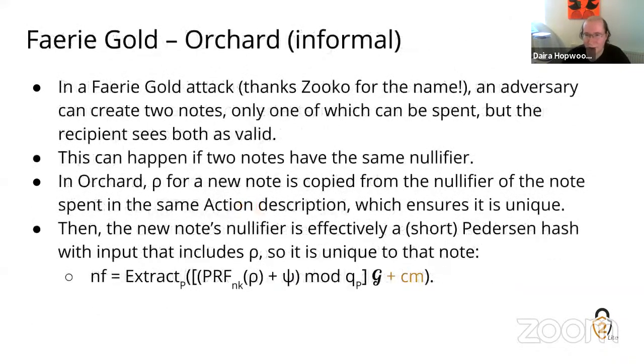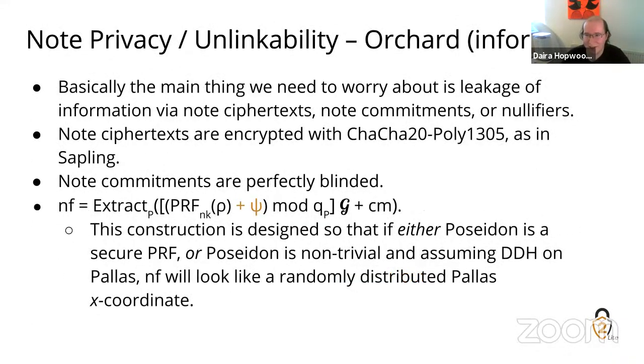And now let's do privacy. So the places where we can leak information are note ciphertexts, note commitments, and nullifiers. Note ciphertexts, as we said before, are done in exactly the same way as in Sapling. And ChaCha20 is a well-respected stream cipher. Poly1305 is a message authentication code. Those are all very widely used. They're used in TLS as well. So that's fine.